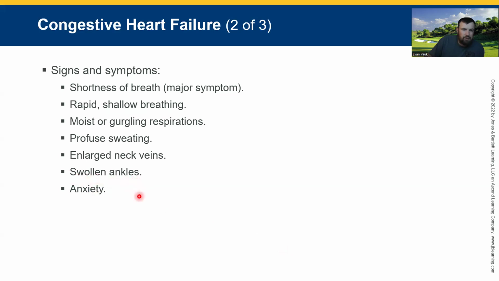Let's see, swollen ankles. Next time you're at Walmart, just look at people's legs. You'll be able to tell who has CHF. They've got them big, puffy, swollen ankles. I don't want to get into detail right now, like large neck veins. We can talk about that later. Profuse sweating. Yeah, it's a good sign. Yes and no, depends on the situation.